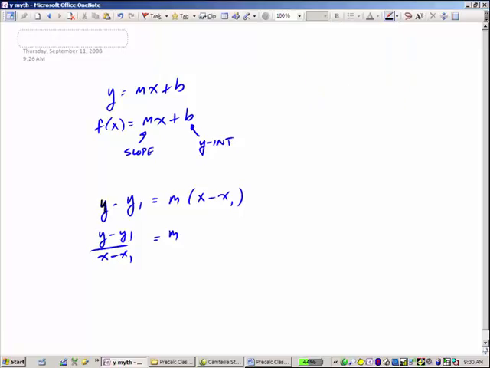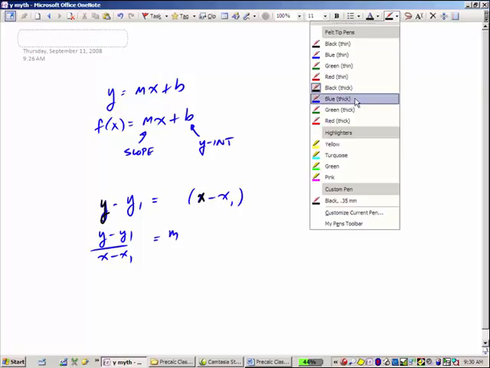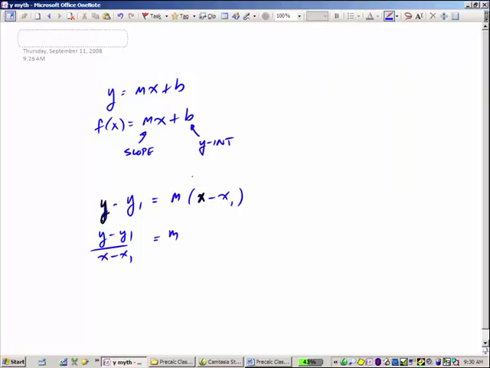The important thing to remember here is that this y and this x stay y and x. In this case, m is the slope. You have to find out what that is. And then x1 and y1, that's a coordinate. So if I give you a point and a slope, all you need to do is plug into that equation. And that equation is just as right as the slope-intercept equation.